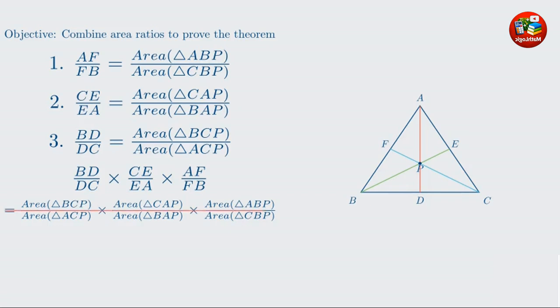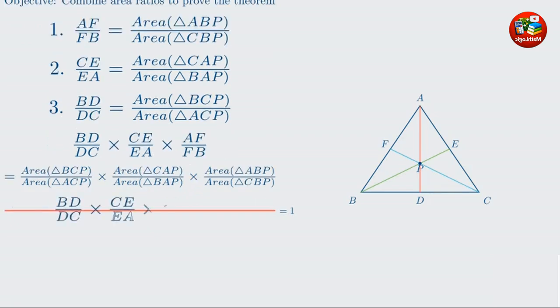Notice that triangle ACP and triangle CAP are the same triangle, just with the vertices named in a different order. Therefore, their areas are identical and they cancel each other out. Similarly, triangle ABP and triangle BAP are the same, so they cancel out as well. Finally, triangle BCP and triangle CBP are the same, leaving us with a final cancellation. Since all the area terms cancel out, the product of the ratios must be exactly 1.